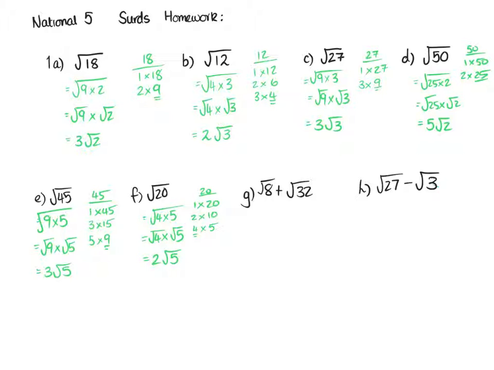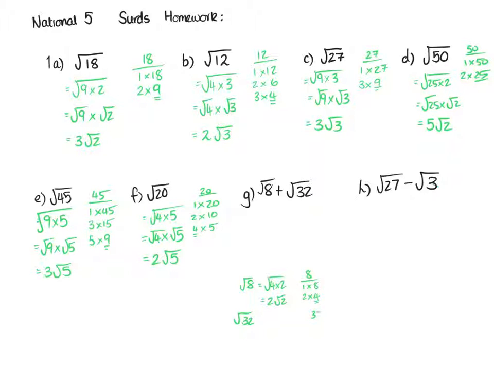So first, we need to figure out what the square root of 8 is and what the square root of 32 is. So just down underneath, do the square root of 8 and the square root of 32. So 8 is 1 times 8, or 2 times 4. That's our only options, so it's going to be the square root of 4 times 2. The square root of 4 is 2, so that's 2 root 2.